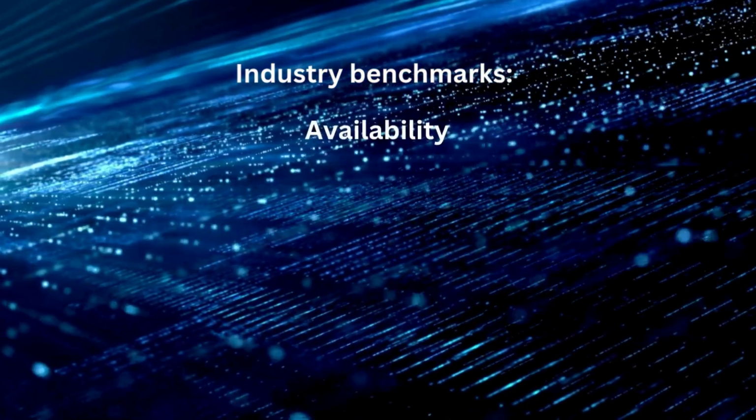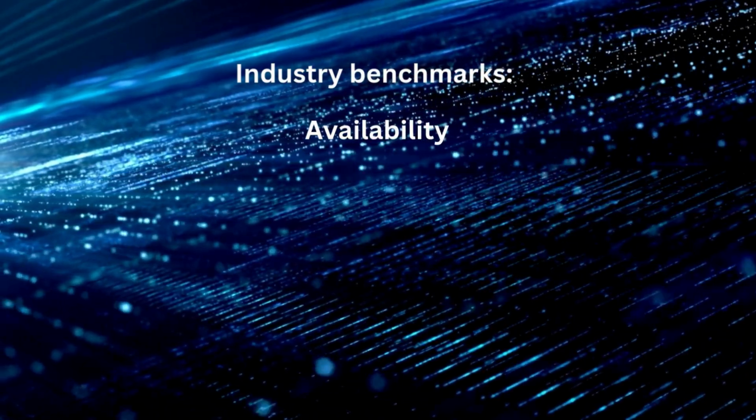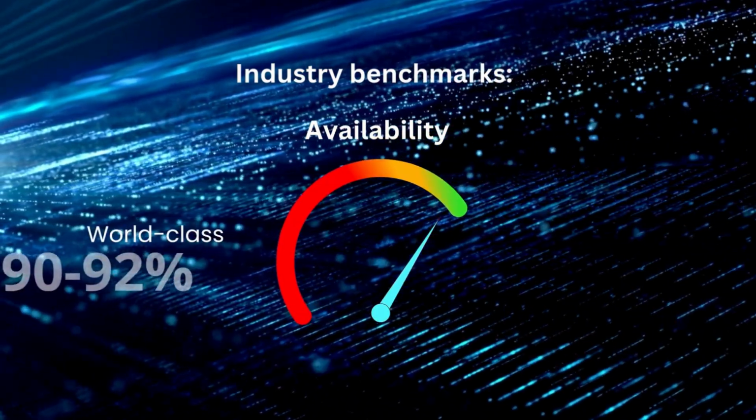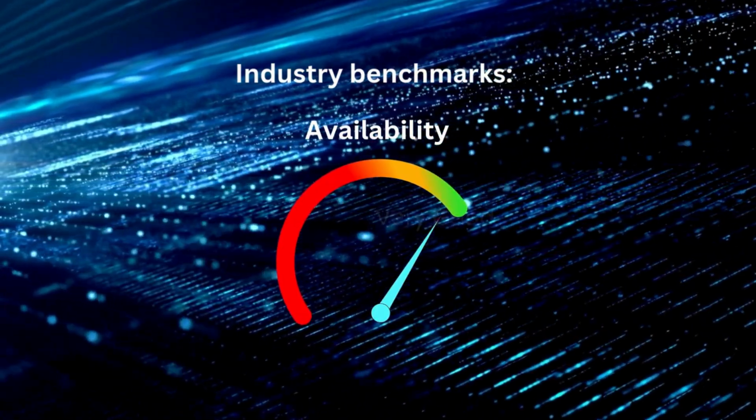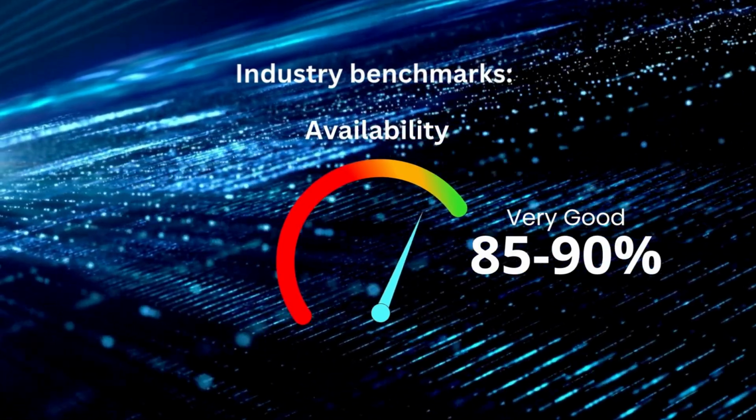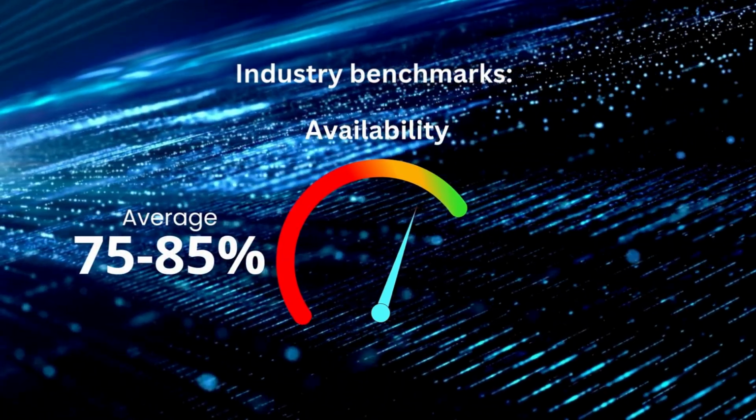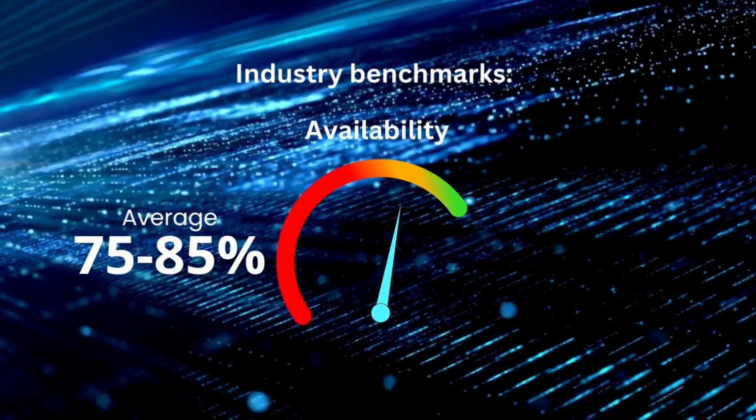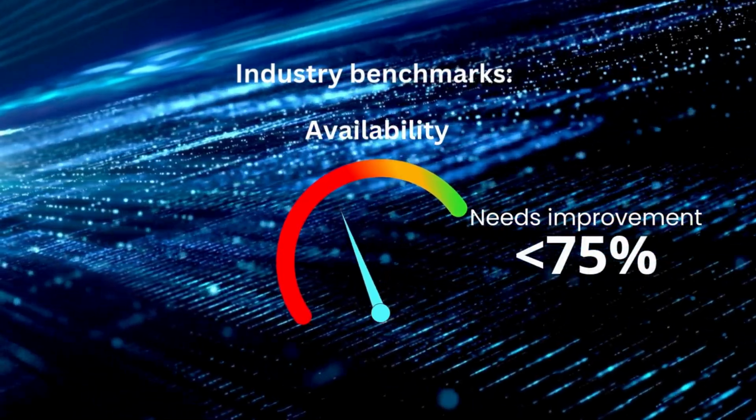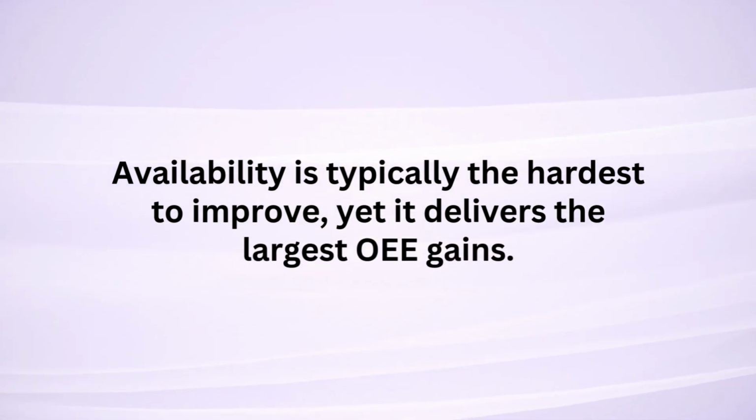Finally, availability, and this is where most facilities struggle. World-class availability is above 90 to 92%. Very good availability ranges from 85 to 90%. Average availability is often 75 to 85%. Below 75%, unplanned downtime dominates production. Availability is typically the hardest to improve, yet it delivers the largest OEE gains.